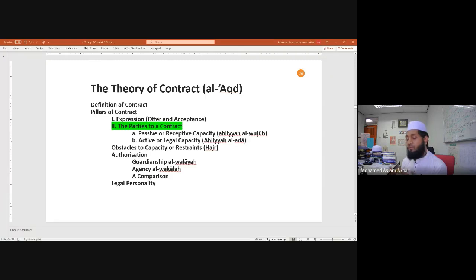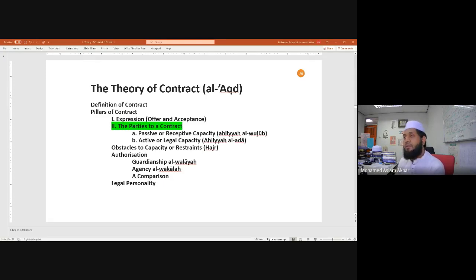You are in your mother's womb. So starting from that stage until everybody dies, there are so many stages. In here, we are actually classifying those stages under two categories. The first one is passive receptive capacity, which is ahliya al-wujub. Then we are going to talk about the active or legal capacity, which is ahliya al-ada.